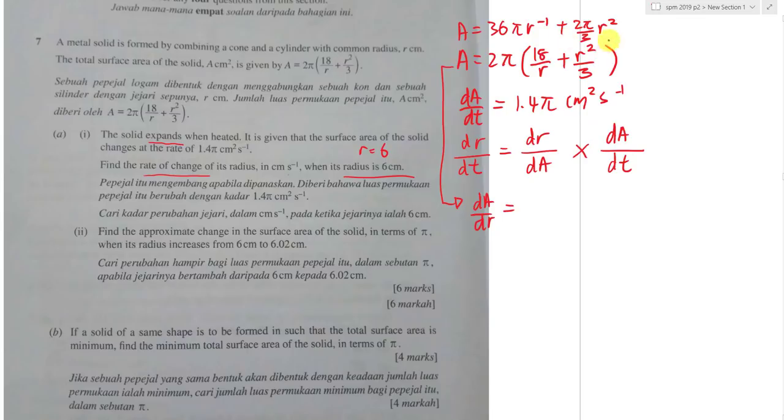Alright, then I differentiate, like this will be a lot easier. Move the negative 1 to the front. It's negative 36 pi r^-2, plus, move the 2 to the front, multiply, become 4 pi over 3, and then r^1. Alright, and then the question tells us that r equals 6.